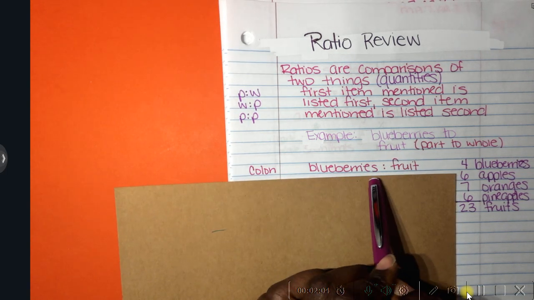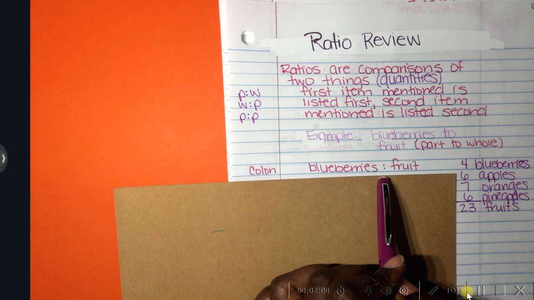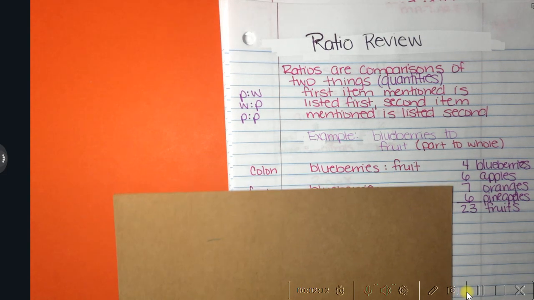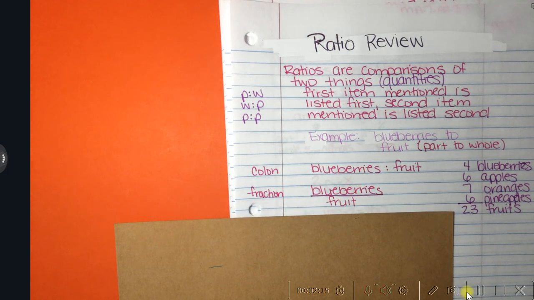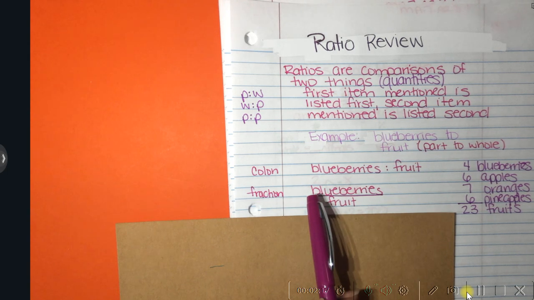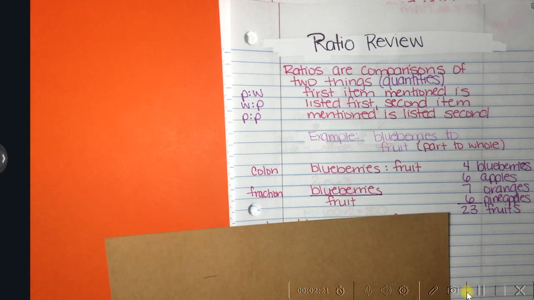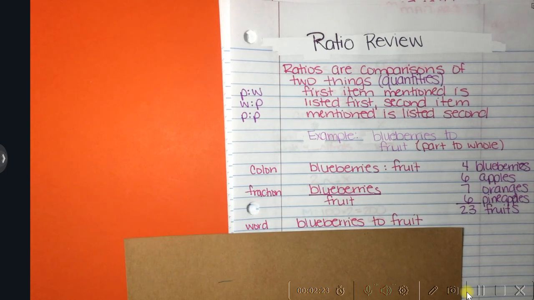This is called a colon form. So there's three different ways that we can write a ratio. So this is our colon form. And then we could also write it in fraction form. So fraction form, it would look like this. So we're comparing again blueberries first, and then the fruit will be listed second. And then the last form is called our word form. So we could do blueberries to fruit.